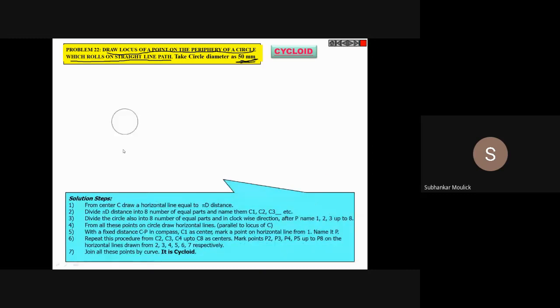Okay. So in order to draw a cycloid, I need a circle. The diameter is given to you as 50 mm, which means 5 centimeter. You cannot measure a length of 50 mm by the help of a scale, so you can reduce this 50 mm into 5 centimeter. With that 5 centimeter length, with the help of a compass, the very first step is just to draw a circle. Now this circle is of 50 mm diameter. Any doubts?